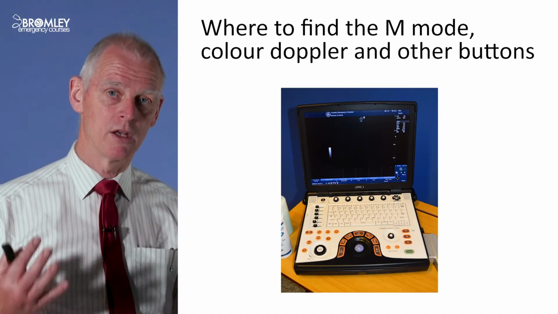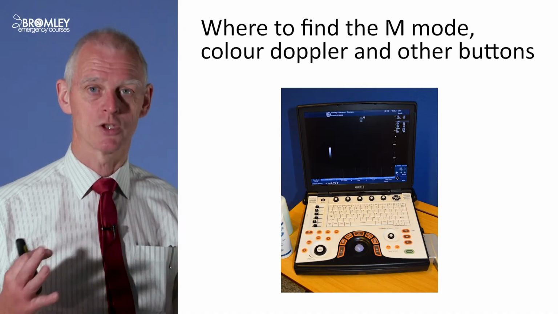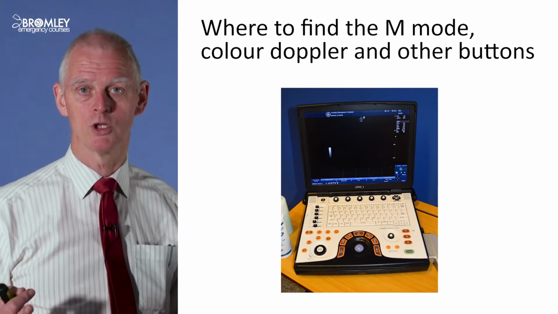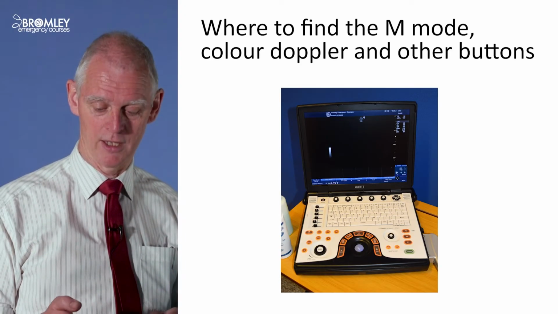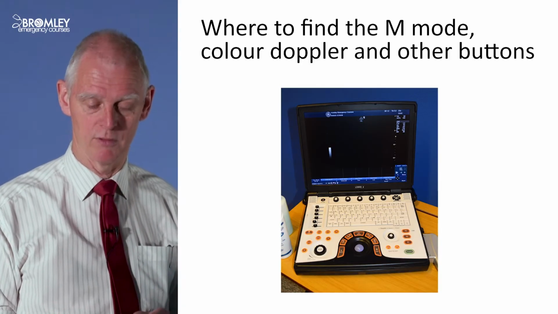Again, on a number of machines these days, it's all touchscreen. But you just need to know your machine and see where all of these functions are scattered around on the desktop or on the surface of the machine. Okay, so we've talked about the most important buttons, gain, depth, the second order buttons, M mode, Doppler, etc. So what's everything else for? What are all these other buttons on a machine for? Why do we need all these other buttons?